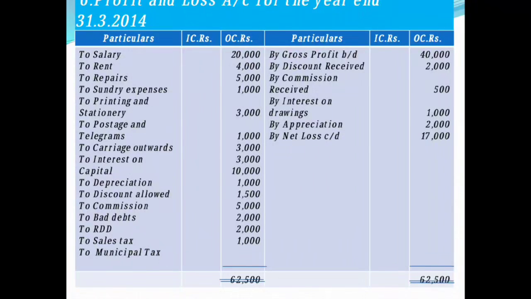Okay, so now we have total debit side more here, 62,500, and credit side we have less amount, 45,500. So balance we will get 17,000 net loss here. Okay. If you have any doubt in net profit and net loss, you can get it clarified. Further we'll study balance sheet. Okay.